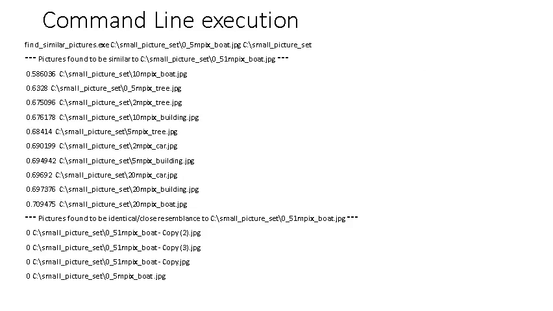Here we have another execution with a different picture set. Here we have the 10 most similar pictures to our reference, and here we have the 4 identical pictures which have the distance 0.